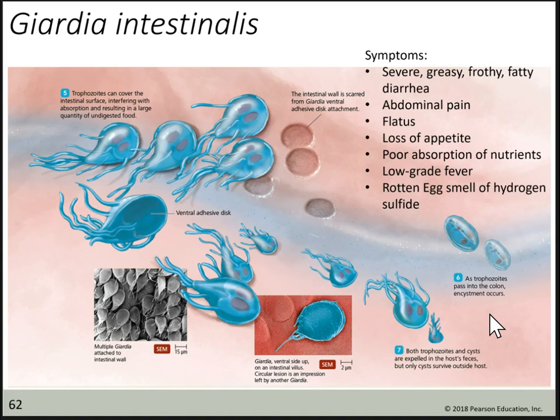flatus, which is basically gas, loss of appetite, poor absorption of nutrients, low-grade fever, and a rotten egg smell of hydrogen sulfide. That's very characteristic of a Giardia infection. This can infect both animals and humans, and so can be found in dogs as well. Treatment is time and oral rehydration.